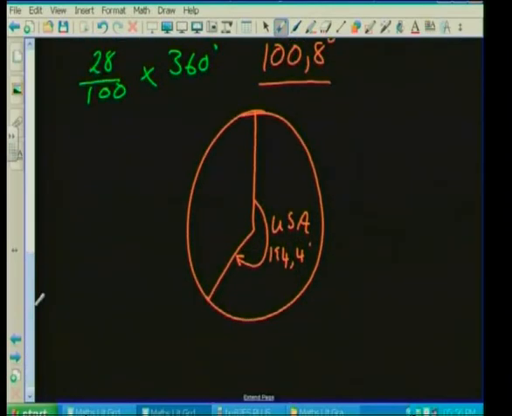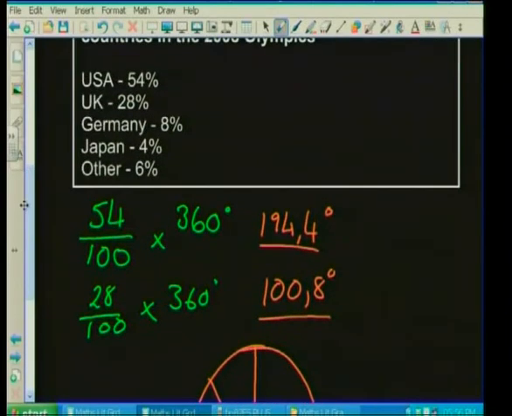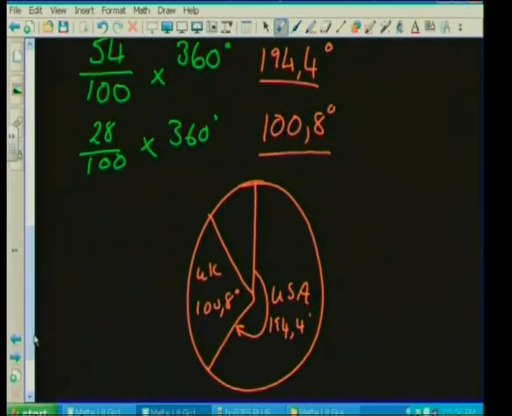Yeah, it was. The UK is 100 degrees. So that would be around about 90. This would be round about over there. And this would be the UK. And that makes 100,8 degrees. And then slowly we would get a little bit for Germany, a little bit for Japan, and a little bit for other. So we'd break this little bit over here even further.